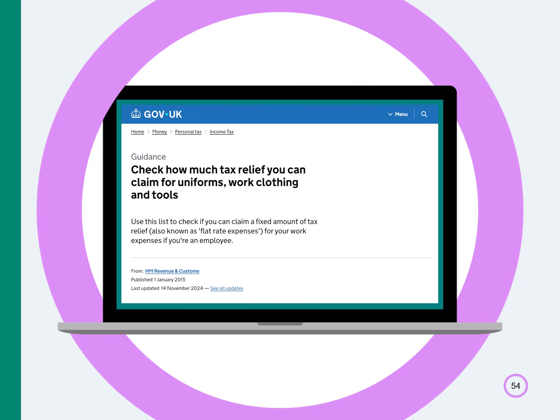This page on gov.uk has a list of industries, jobs and the agreed amount you can claim tax relief on. Just scroll down the page to find the list.